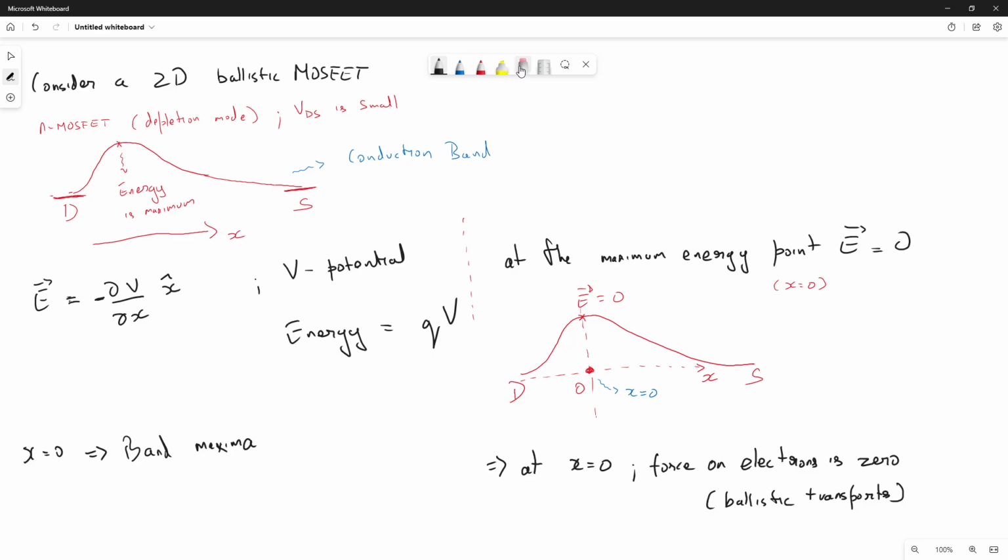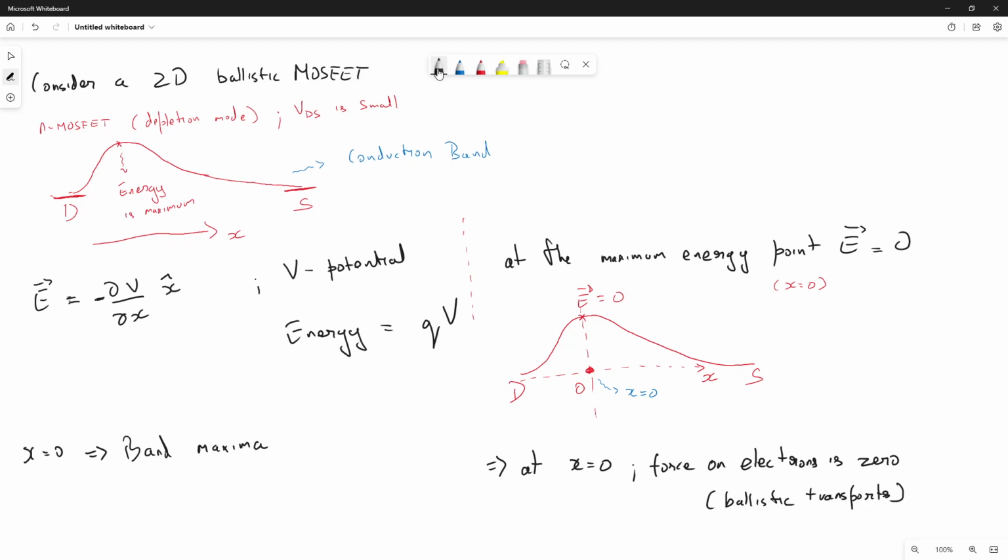So this is the x equal to 0 point, and of course the band maxima is determined, most primarily, by VGS. I'll leave that out for now. We'll talk about that later.